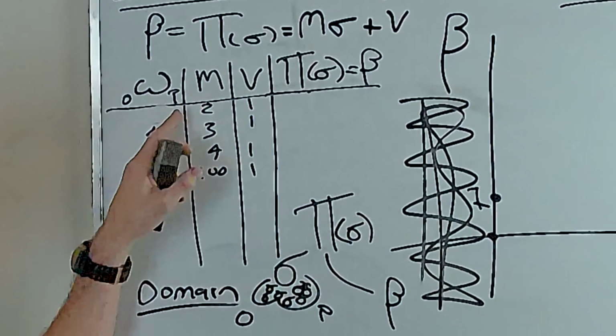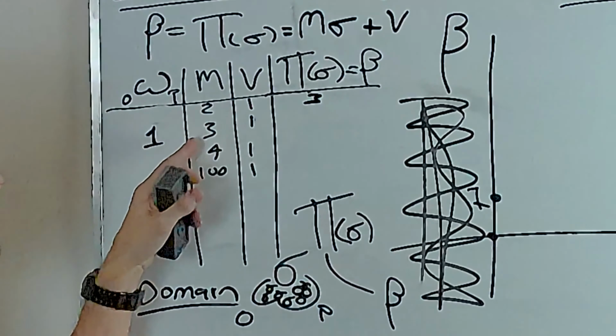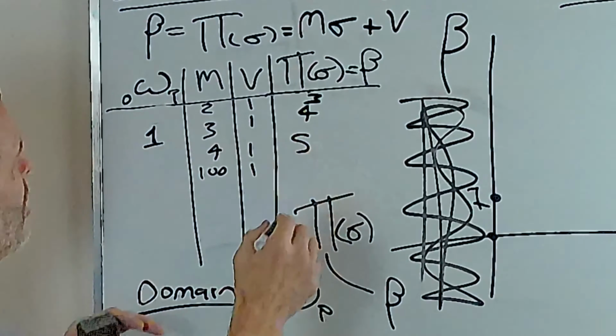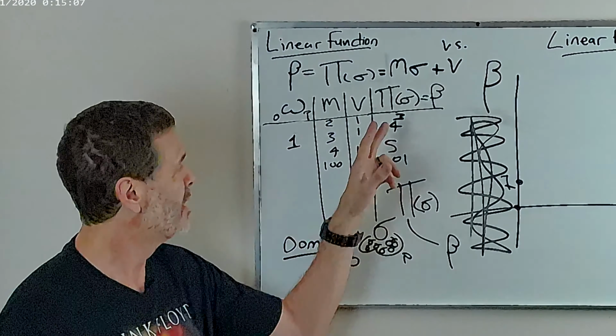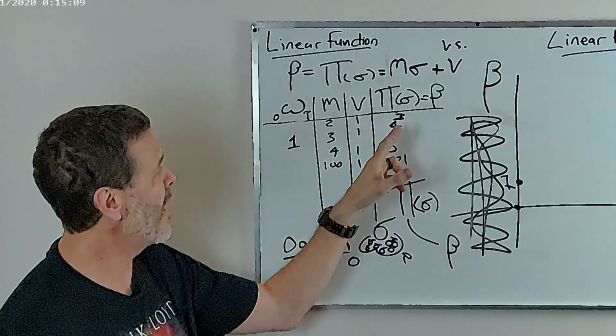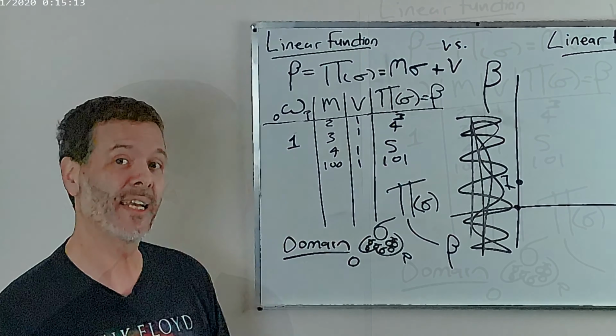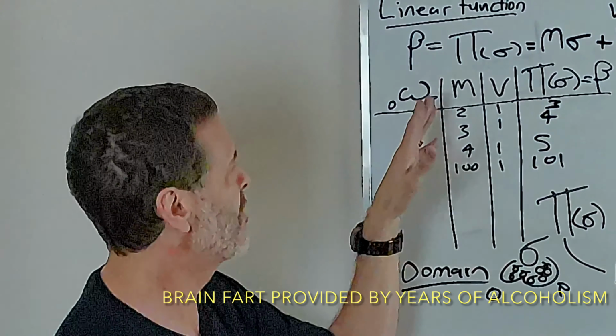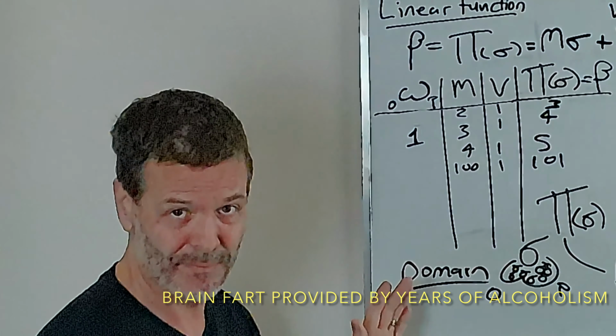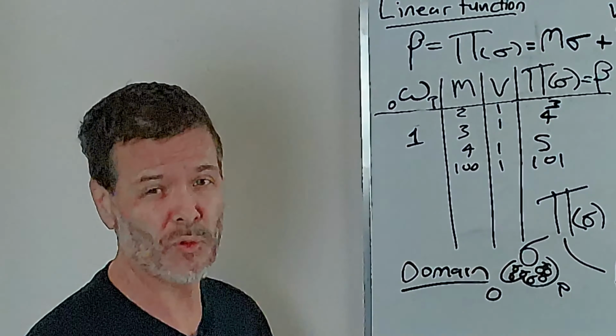It says 1 times 2 is 2 plus 1 is 3. 1 times 3 is 3 plus 1 is 4. 1 times 4 is 4 plus 1 is 5. 1 times 100 is 100. The model says that you can have 3 beta, 4 beta, 5 beta, or 101 beta, not recommended, with between 2 and 100 m with just 1 sigma.